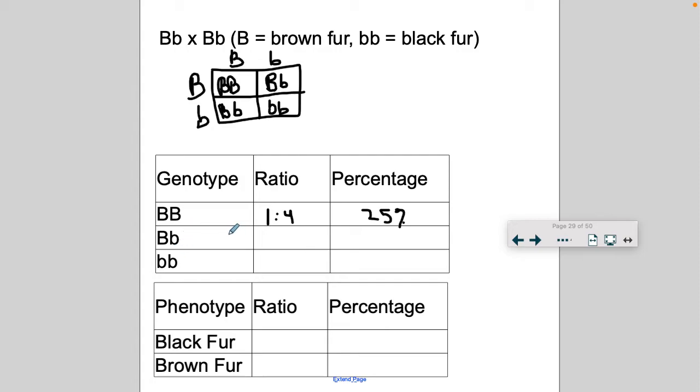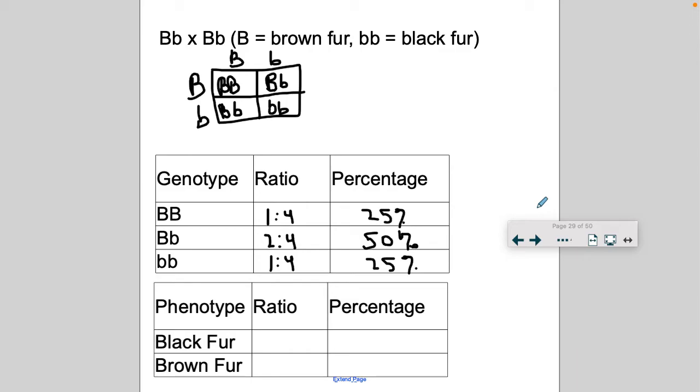All right, what's the ratio for big B, little b? 2 out of 4. 2 squares for big B, little b. If you have 2 quarters, you have 50 cents, or half of $1. Well, in this case, 2 out of 4 is 50%. Little b, little b. I only see 1 square there. 1 out of 4. 1 square is 25%.